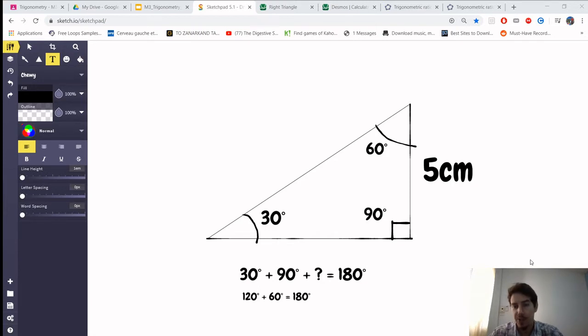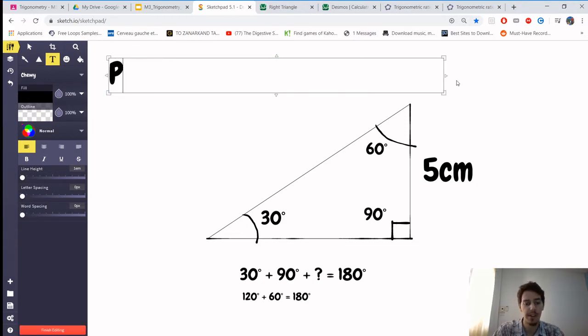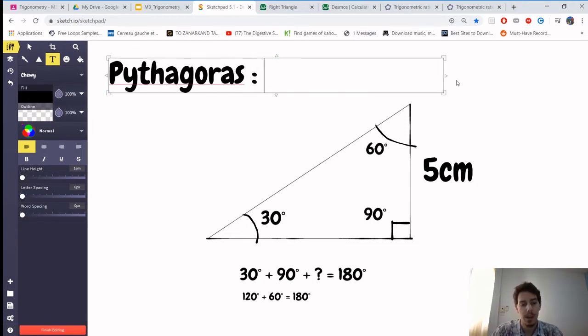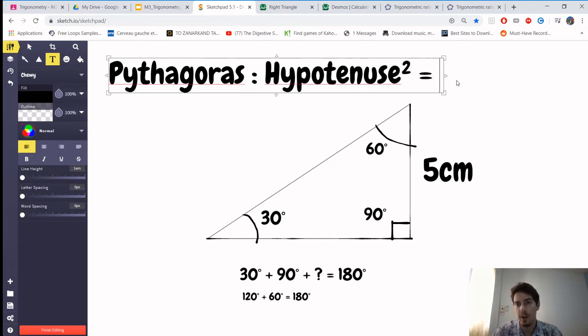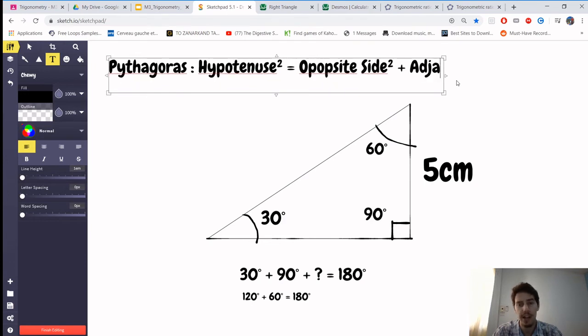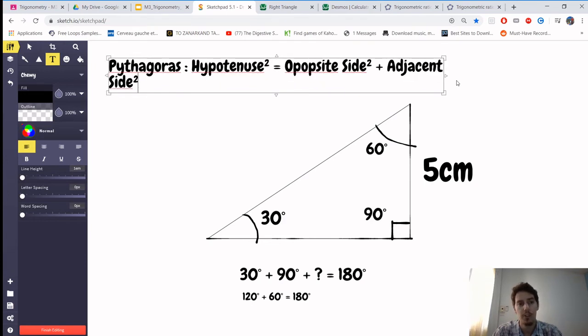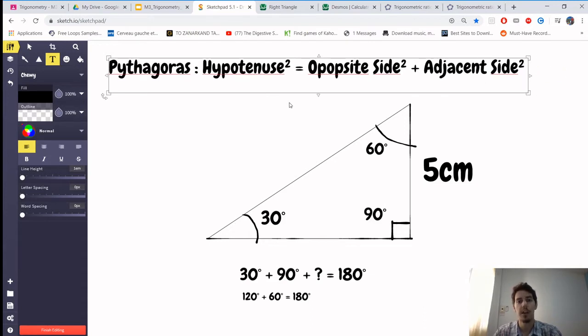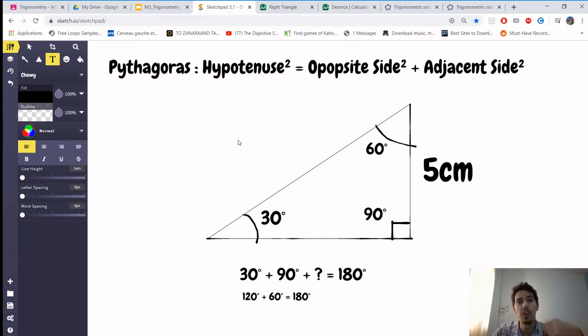Okay, and now the other thing you can do in a right triangle is Pythagoras, right? Pythagoras, he says that hypotenuse square equals opposite side square plus adjacent side square, right? Okay. So Pythagoras we can use when we know two sides and we want to find the side number 3.